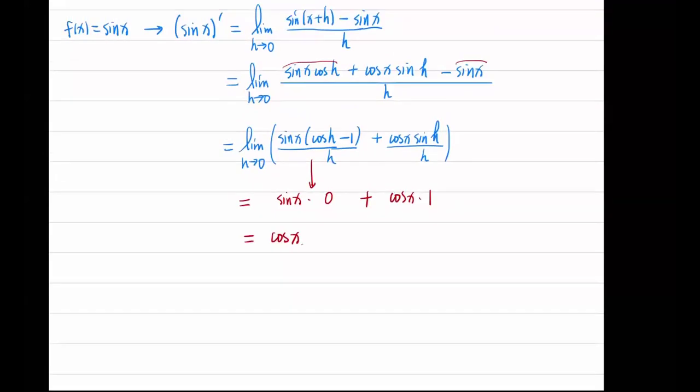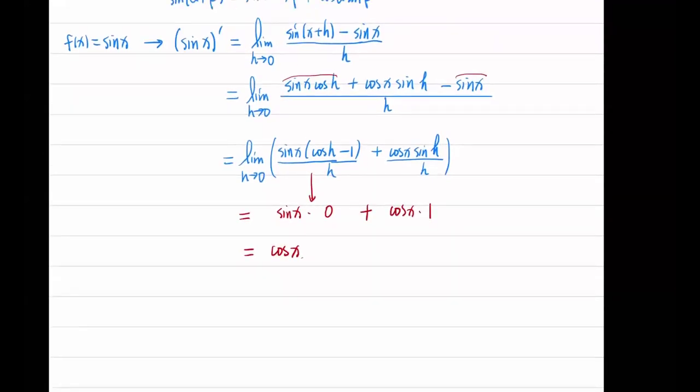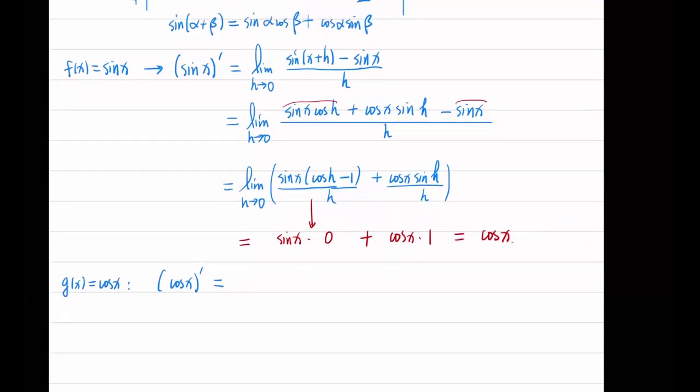Isn't that neat? Now let's move to the next one. We want to find the derivative of cosine x. To save some space, let me move this one over there. Next one, g(x) equals cosine x. I will give you a few minutes to work out the details. Use the definition, and you will need the angle addition formula for cosine. So what's the formula for cosine?